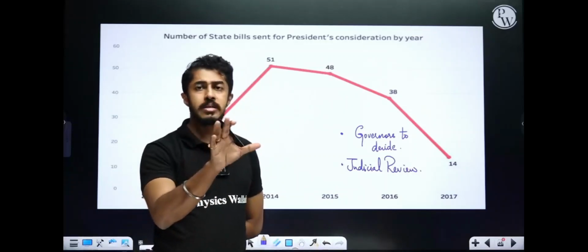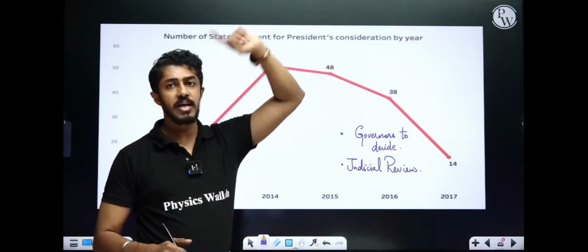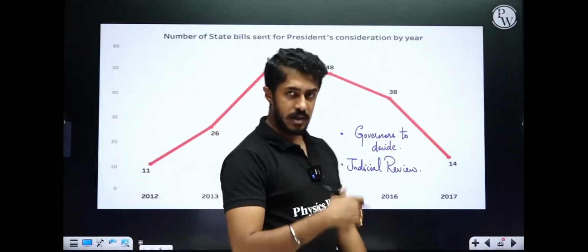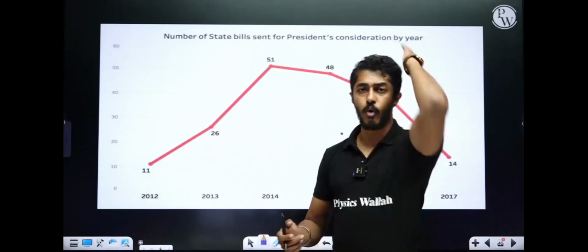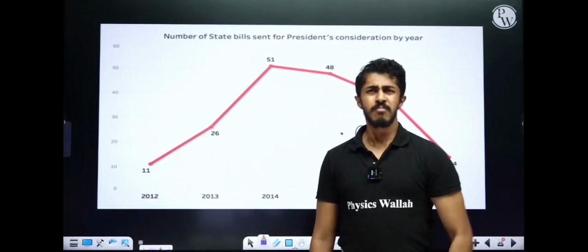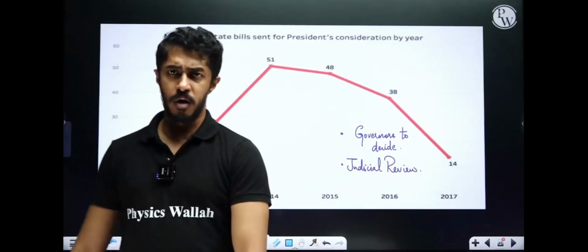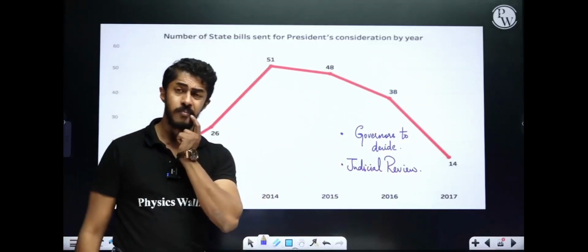Bill getting passed in the state is not a big deal. Obviously, after the bill becomes an act, it will be challenged in the court. Once it is challenged in the court, what happens if the court strikes it down? End game. Why the long route? Why can't the union government get involved? Why can't the president get involved?